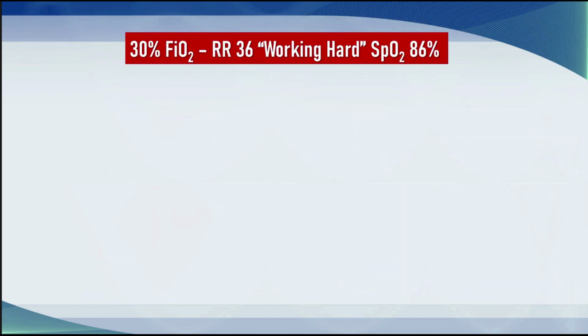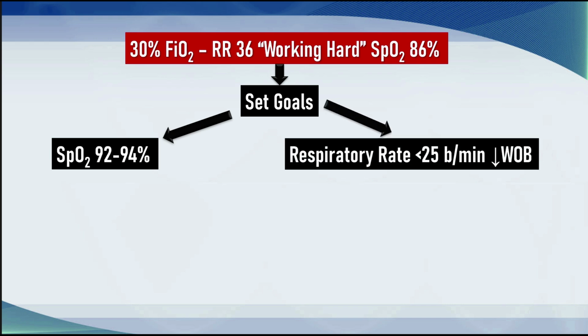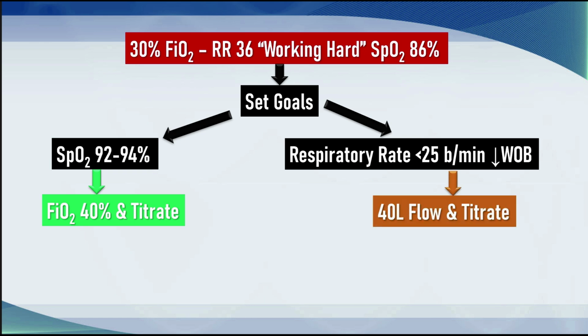This is the typical way that we use high flow oxygen therapy. The patient is getting 30% oxygen and has a respiratory rate of 36 and is working hard with a saturation of 86%. So we have to set our goals. Saturation between 92 and 94% with a respiratory rate of lower than 25 breaths per minute with reduced work of breathing. We're going to increase the FiO2 to 40% and titrate the flow. So the flow is going to go up to 40 litres and we're going to keep titrating.